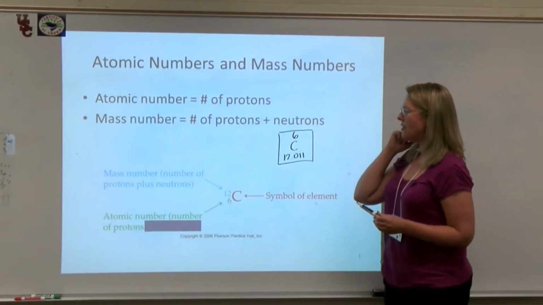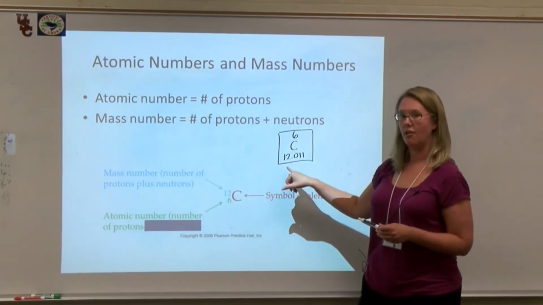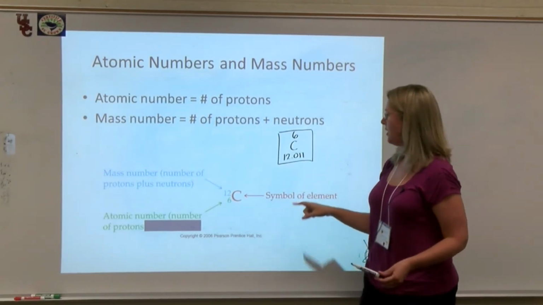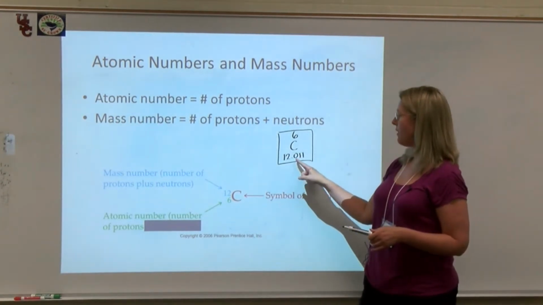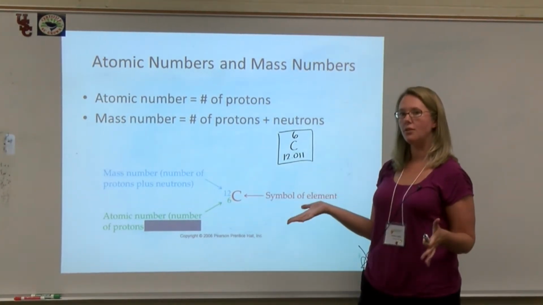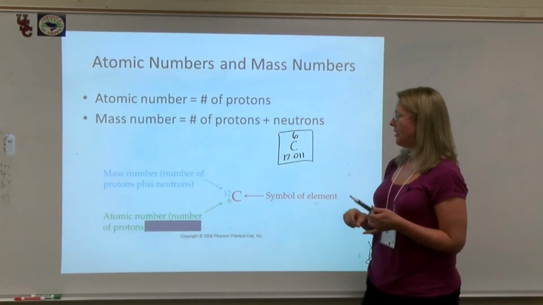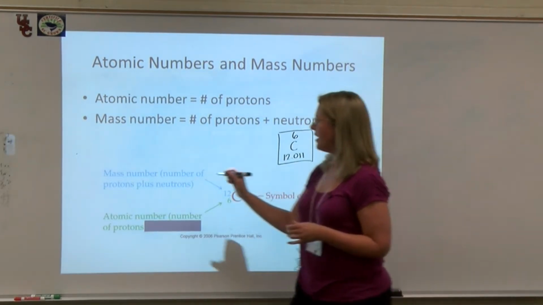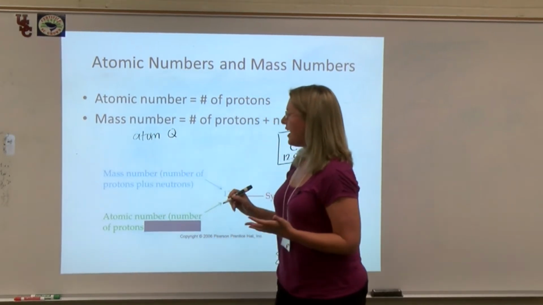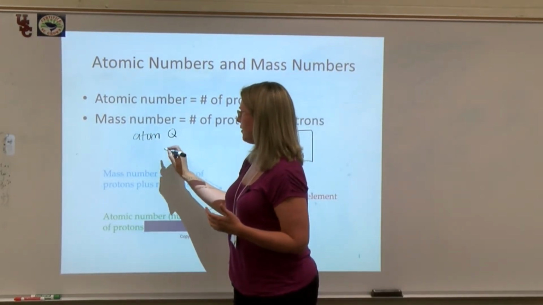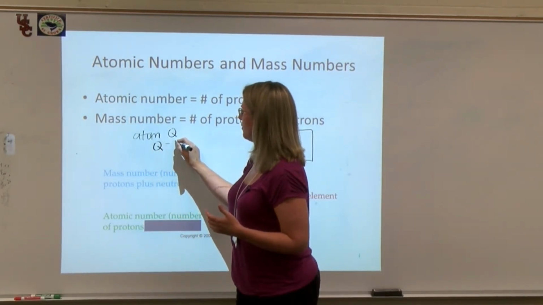Now, a lot of teachers want to say that the way we got this 12 is by rounding this number. This is not correct. Please do not do this. This number right here represents the average atomic mass. And this mass is actually an average of all the isotopes in existence for this element based on their relative abundances. Okay? So if you think about that, let's say we have atom Q. Okay, and atom Q has 2 isotopes.